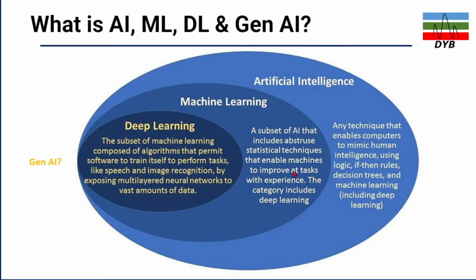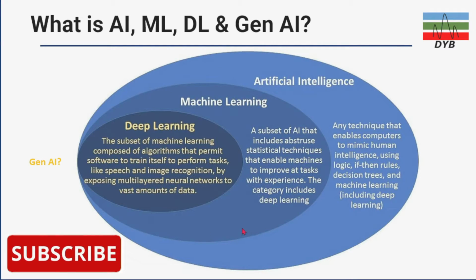And the category also includes deep learning. Deep learning is actually a subset of machine learning, composed of algorithms that permit software to train itself to perform tasks such as speech and image recognition by exposing multi-layer neural networks to vast amounts of data.